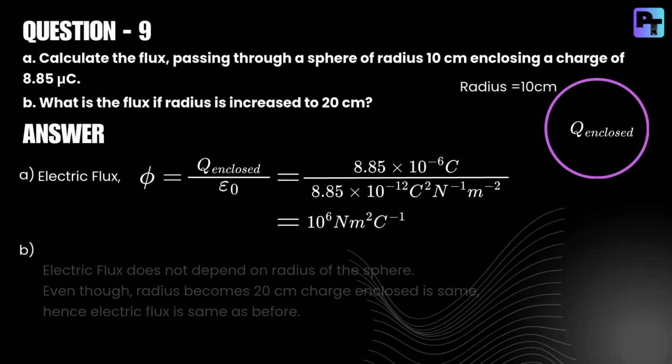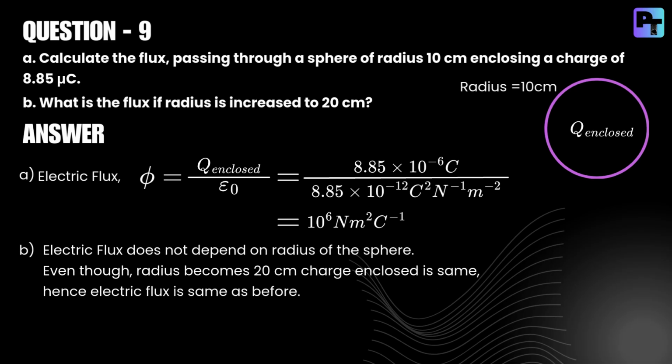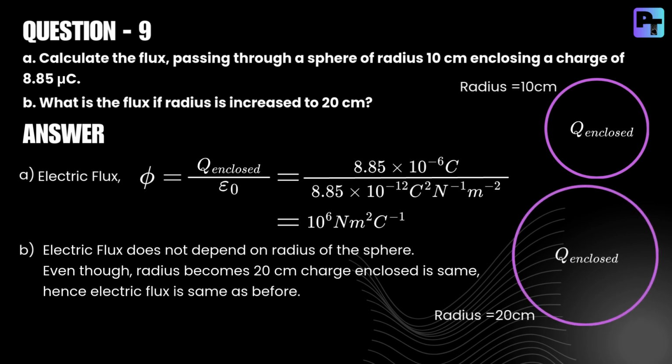Answer for B is, electric flux does not depend on the size of the Gaussian surface, in this case size of sphere. Electric flux depends only on the charge enclosed and medium. As long as the same charge is inside the sphere, electric flux through it will not change. Hence, electric flux remains same. That is 10 raised to 6 Newton meter squared coulomb raised to minus 1.